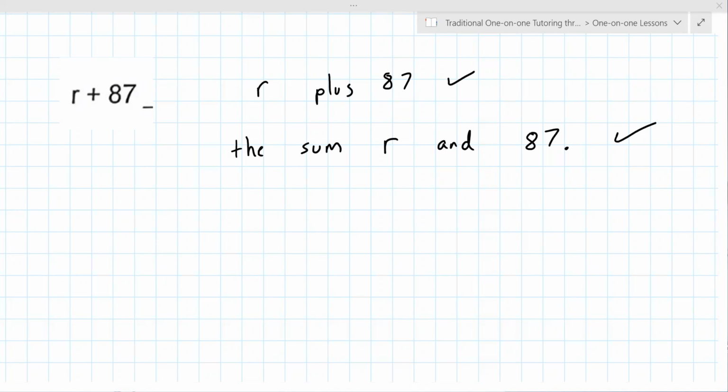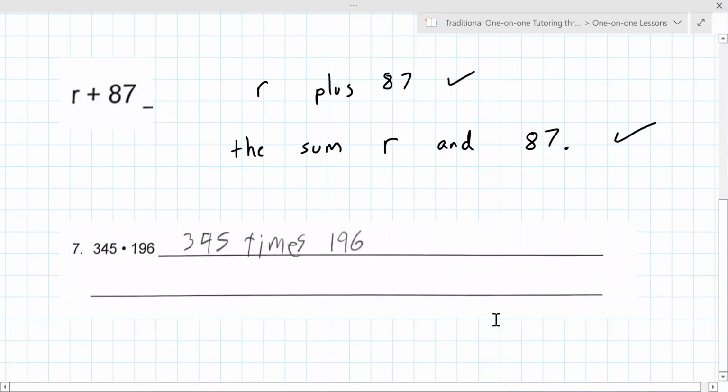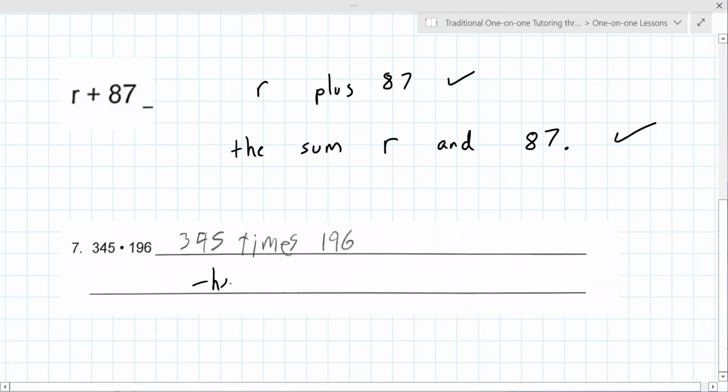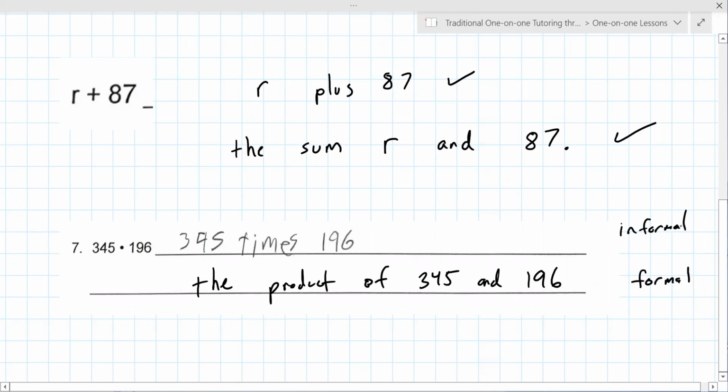For number 7, when you look up at the previous problems that we did, do you see another word for multiplication? Product. So you can again say the product of 345 and 196. You can think of the second one as being formal and the first one as being informal. Have you talked about that at all in English class? Yeah. Okay.